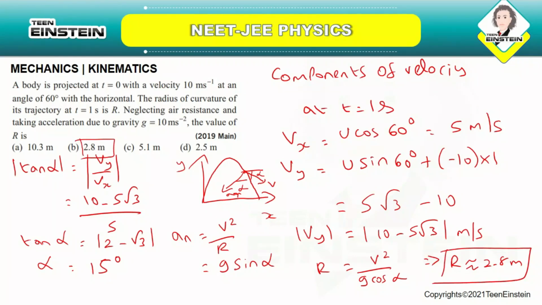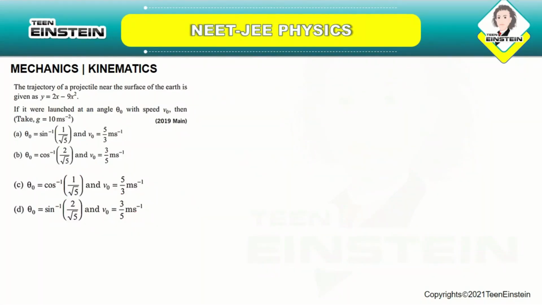So first, you are going to find out the components of the velocity at time t equal to 1 second. You have to find out Vx and Vy, and then you find the modulus of Vy, and next the angle made by the velocity vector with the horizontal. That is tan alpha is equal to Vy by Vx. Alpha is 15 degree, and then with the value of alpha you can easily find out the radius. Okay.